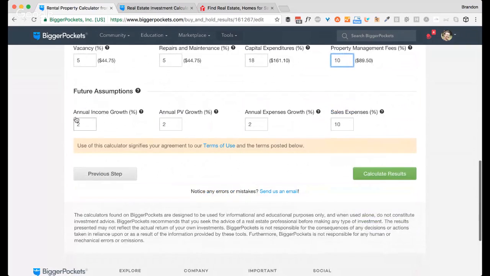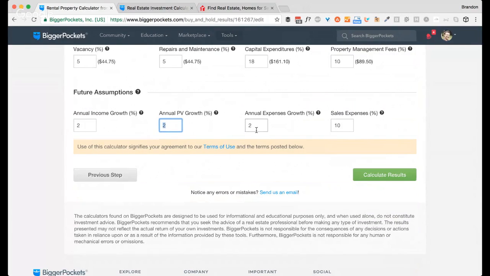And then we've got our future assumptions, things like what do I think the future is going to hold for this property? Now, this is completely optional, but what would I guess that inflation is going to carry up my property in value, or my income? Is my income going to go up? So let's say every year I can charge 2% more for rent on average. And my property value, let's say it climbs 2% per year. And let's say my expenses climb roughly 2% per year.